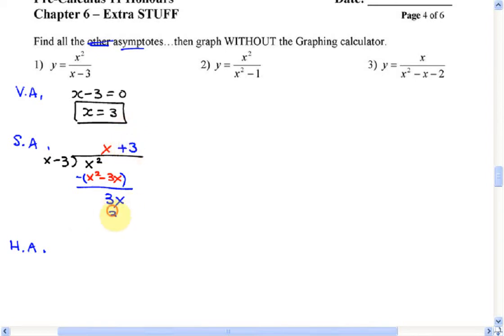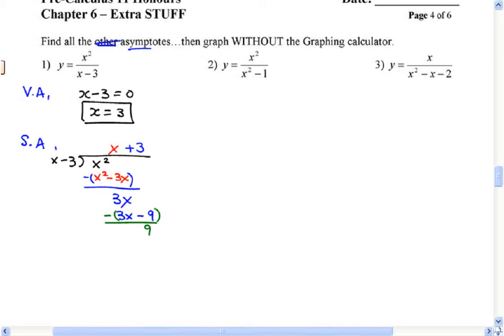So 3x minus 9. And that's 9. Remember, we don't really care about the remainder for slanted asymptotes. So therefore, your equation is just y equals x plus 3. So your slanted asymptote, the slanted dotted line, has the equation x plus 3. It's the quotient, x plus 3.